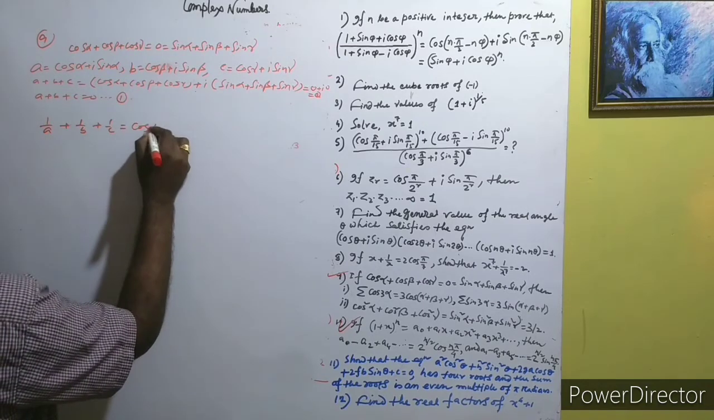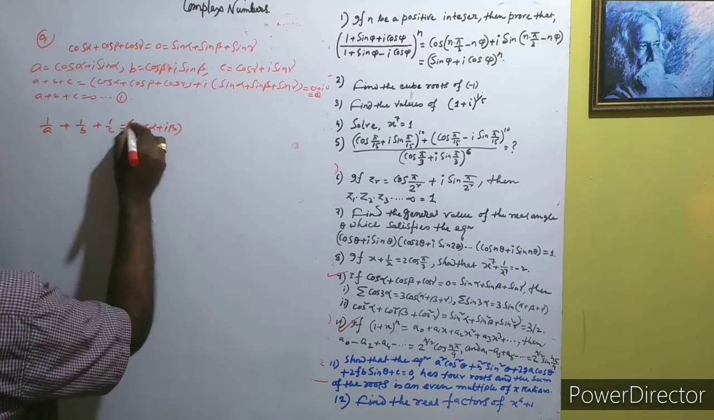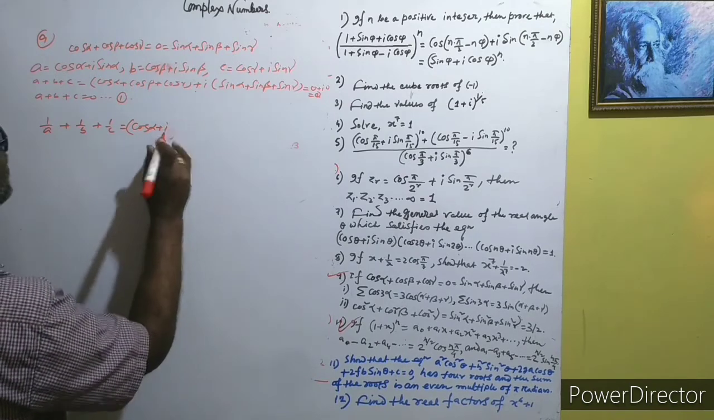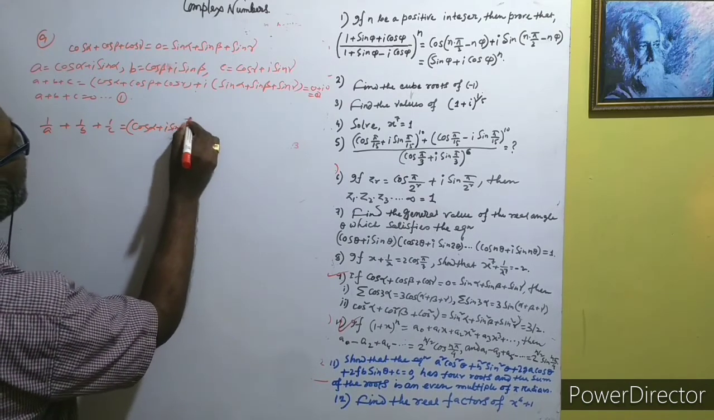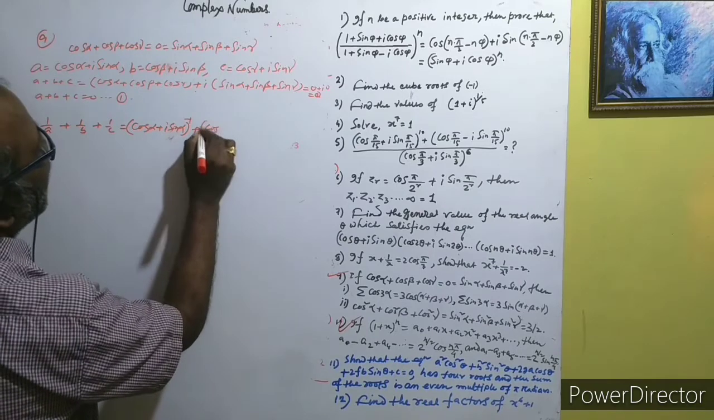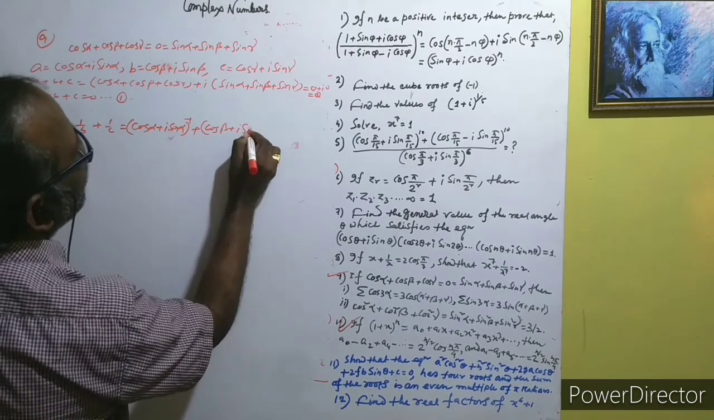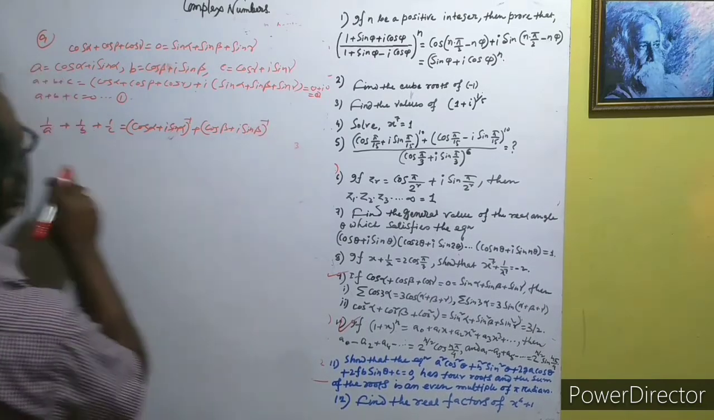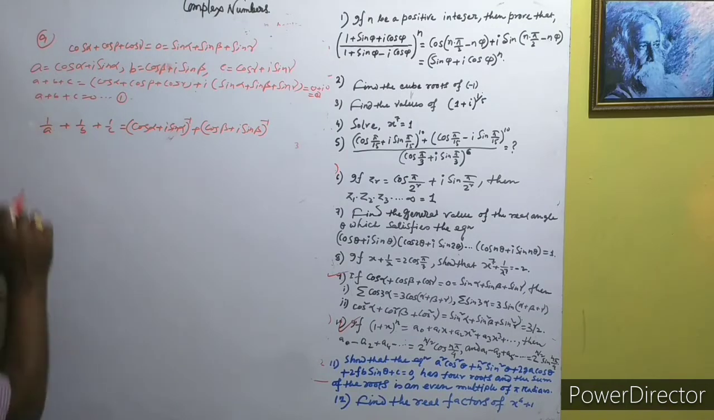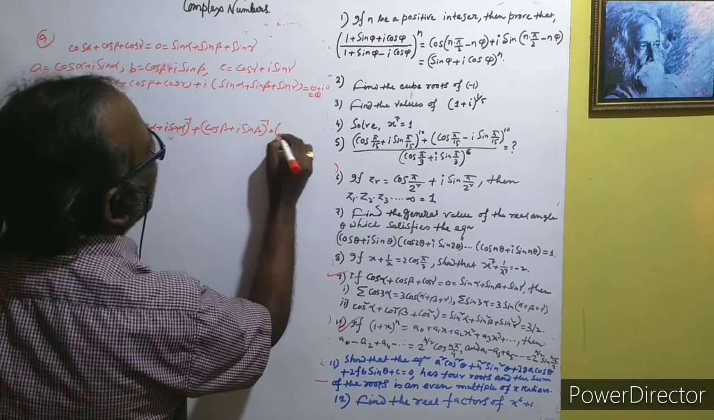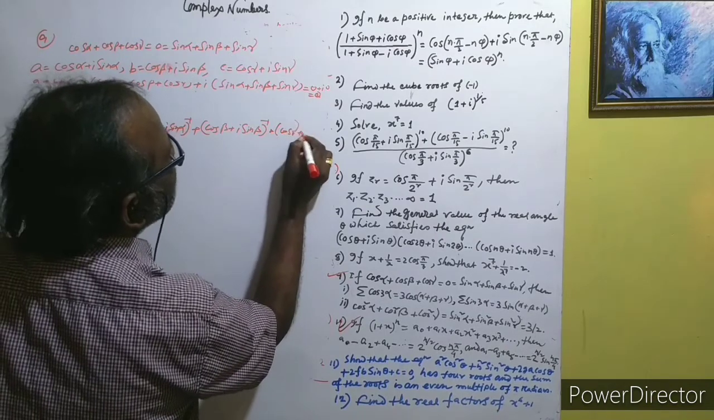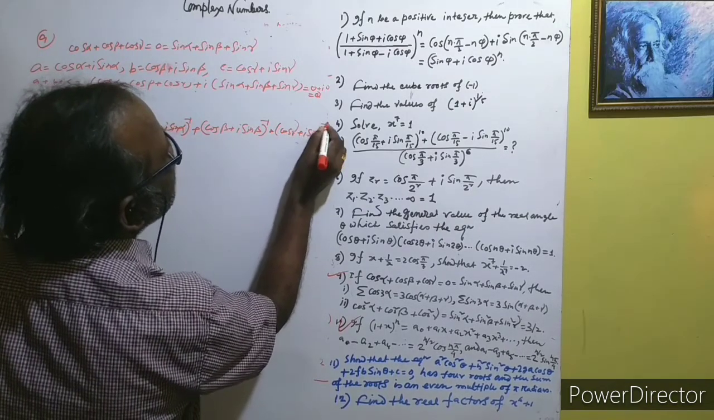So this is cos alpha plus i sin alpha to the power minus 1, and cos beta plus i into sin beta to the power minus 1. See, a to the power minus 1 is 1 by a, like that. And cos gamma plus i into sin gamma, this is to the power minus 1.